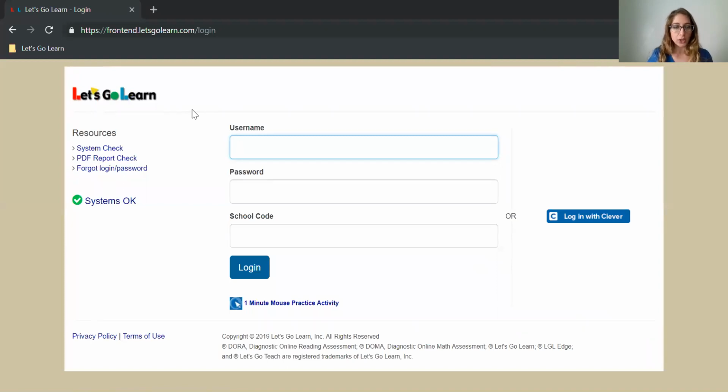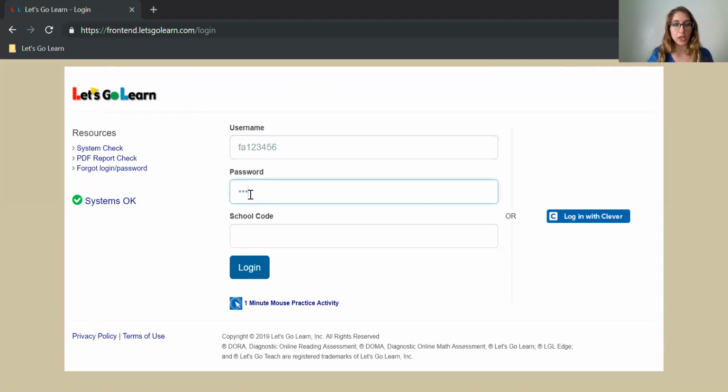So for this student, I am going to enter their username, which is their first initial, their last initial, and their student ID number, which is often also their lunch number. Now that might not be the format for your student, but it is the common format for a lot of the Let's Go Learn accounts.